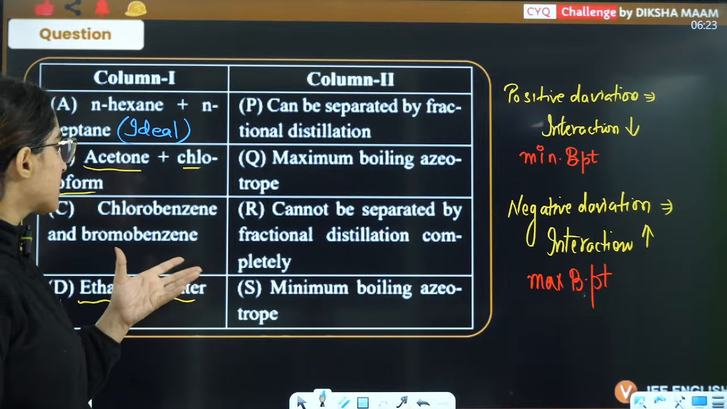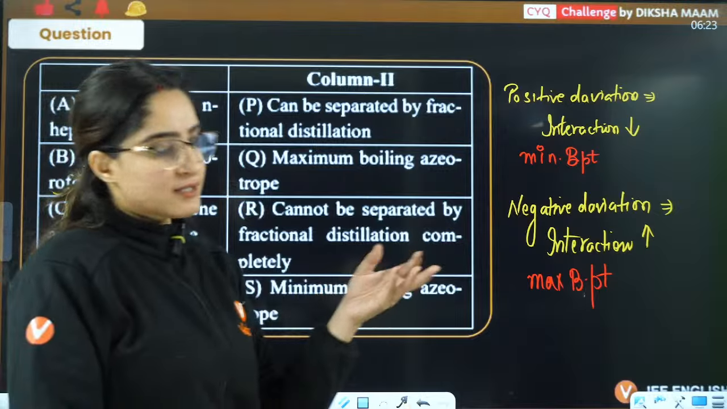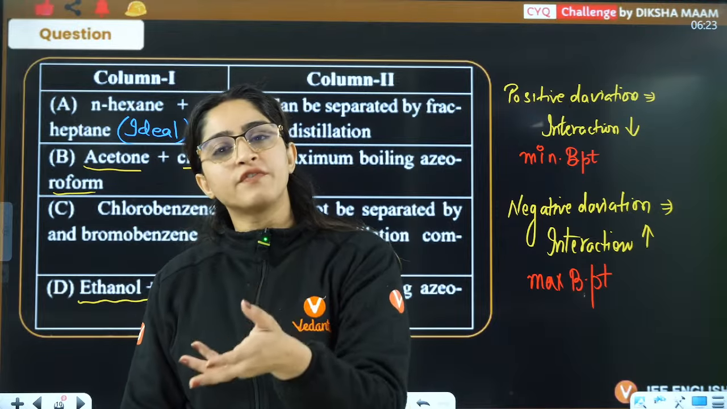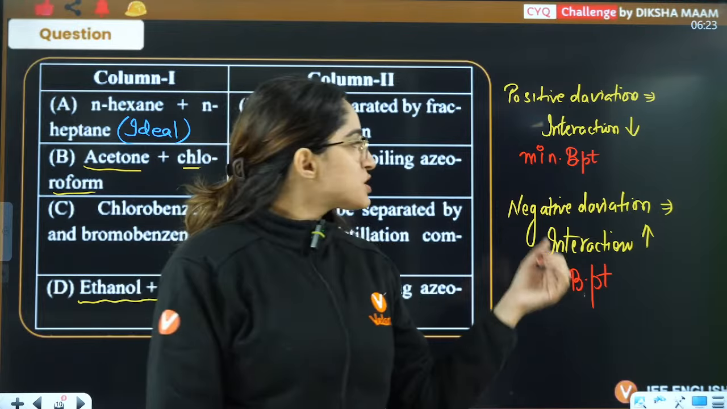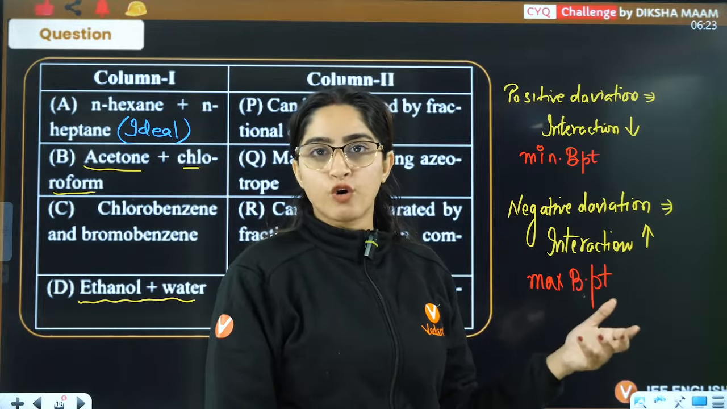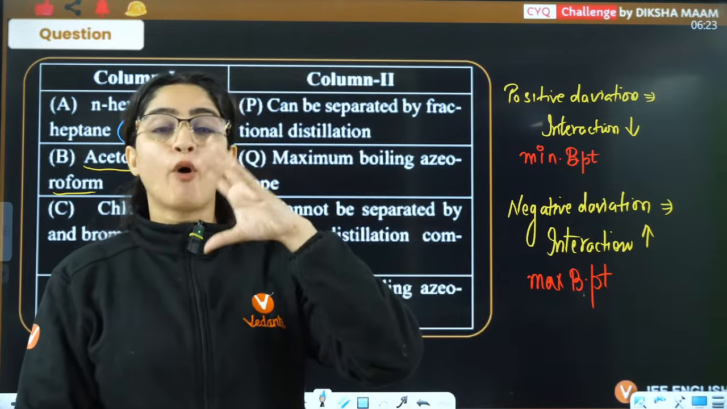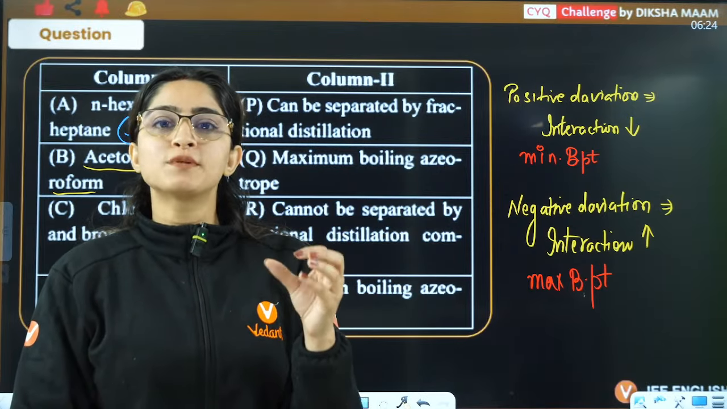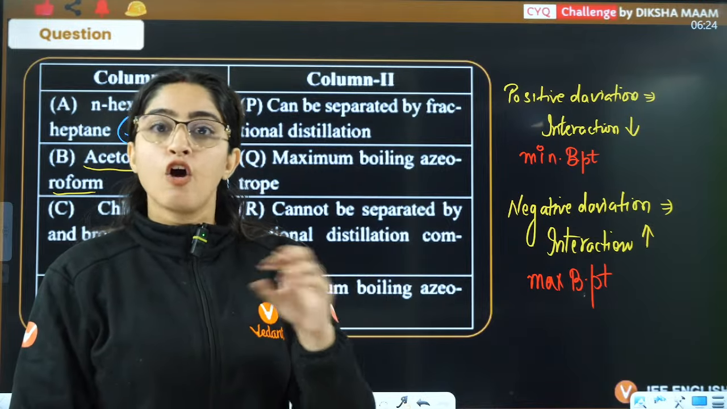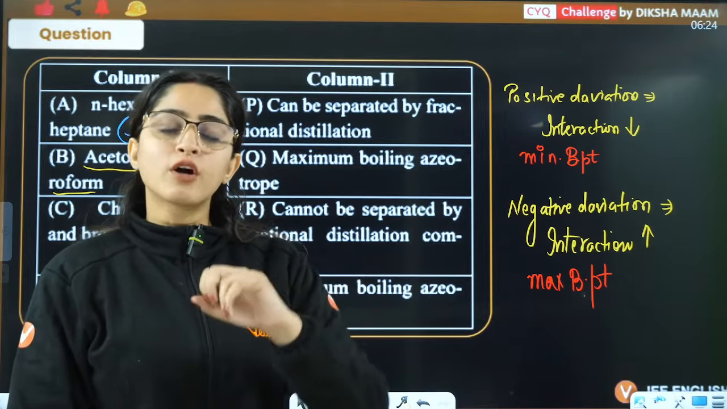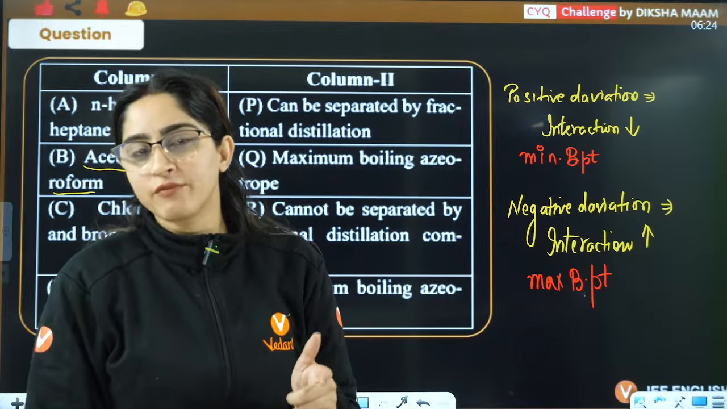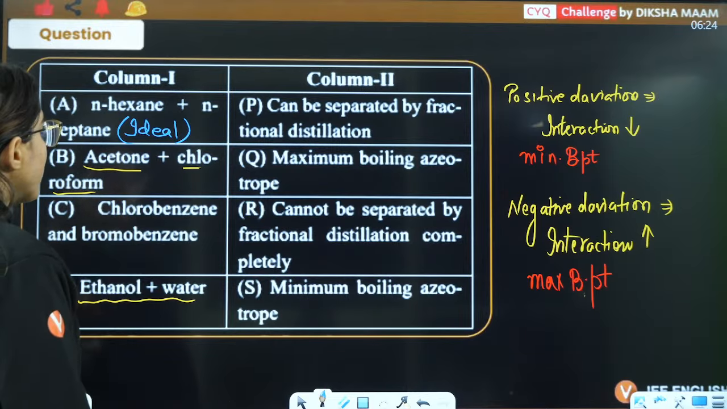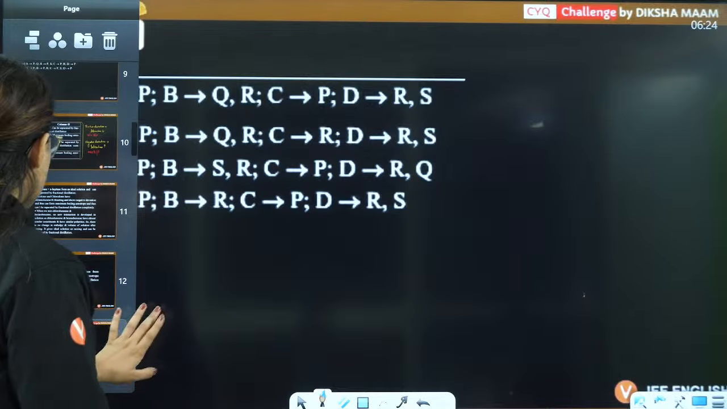Whenever a solution is non-ideal, it is either positively deviated or negatively deviated. Positively or negatively deviated solutions will be azeotropes. That means they will form a boiling point at which both are boiling, right? So azeotropes have a constant boiling point for the solution, not the individual components, so that's why it is difficult to separate them by fractional distillation, right? Now chlorobenzene and bromobenzene is also P. So let's see this here.